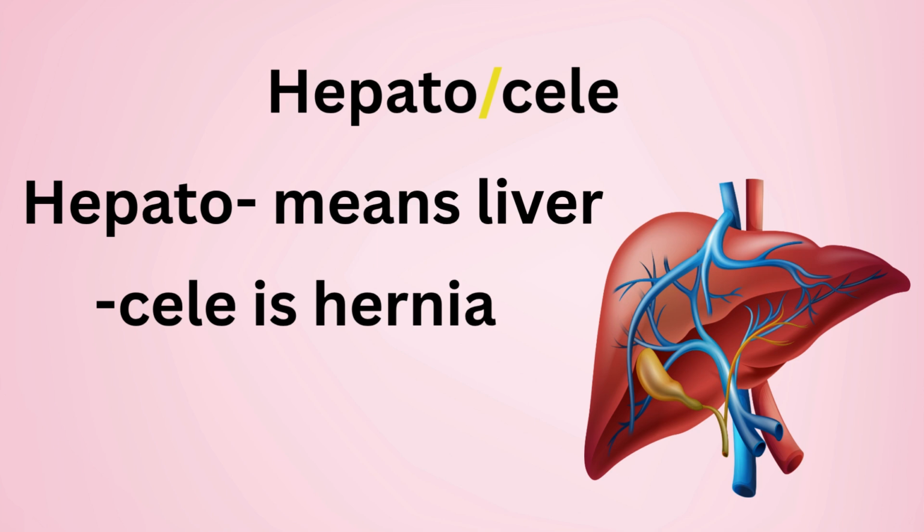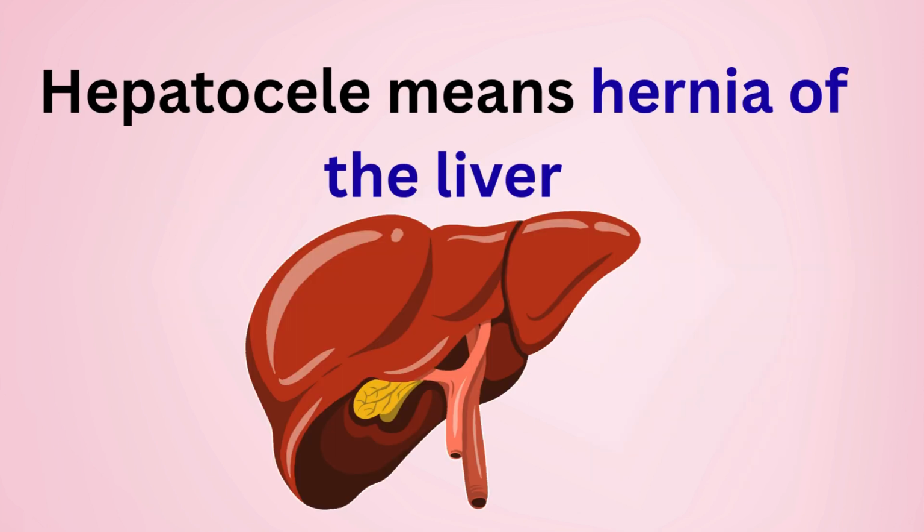Going on to the next medical term, hepatocele. Let's divide the medical term hepatocele into hepato and cele. The root term hepato means liver. The suffix cele means hernia. So, the entire medical term hepatocele means hernia of liver.